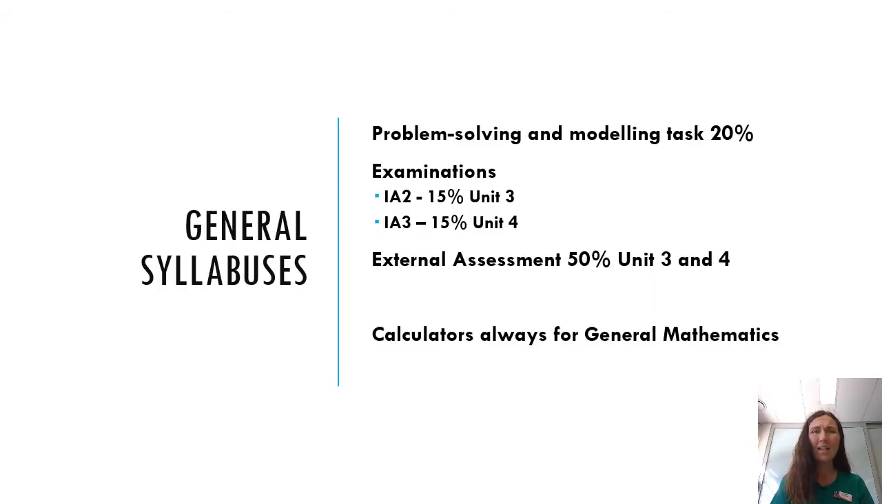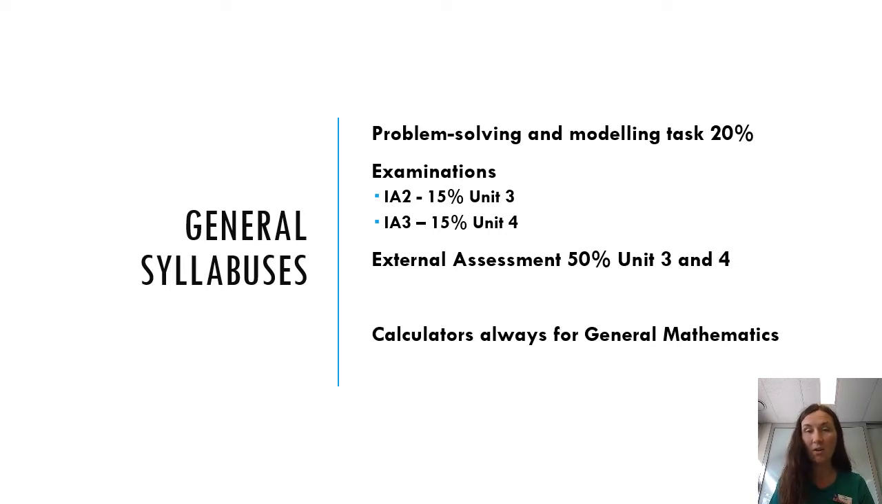In the general syllabuses, so for general mathematics and mathematical methods, you will have to do a problem solving and modeling task. This is Year 12 we're talking about, and that's just an assignment. You've been doing assignments like that already, and that's going to be worth 20% of your mark. Then you have 2 exams that are written and marked by the school, worth 15% each, on each of those units. And then you have an external assessment of 50% on both units 3 and 4. Usually we start unit 3 in the last term of Year 11, and we finish quite early, but that gives you lots of time to prepare.